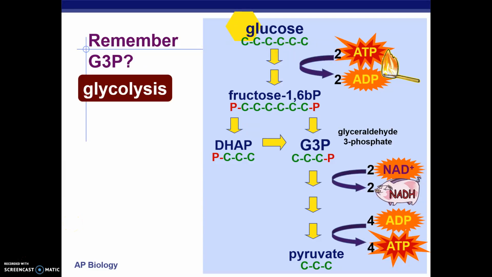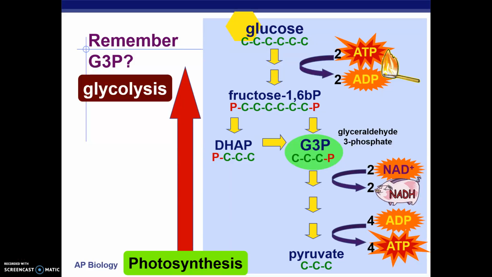So G3P was a molecule that was also an intermediate, one of the 10 steps of glycolysis. We saw that G3P was produced, and then it was further reduced, and it produced ATP to produce pyruvate. And we see the exact opposite happening during photosynthesis.